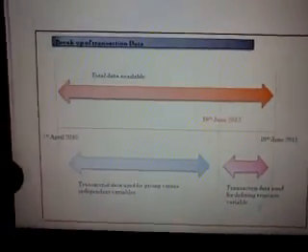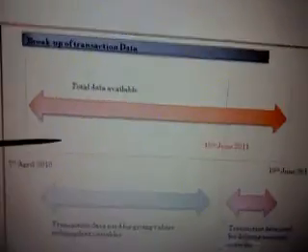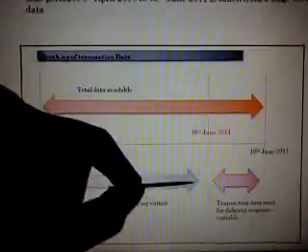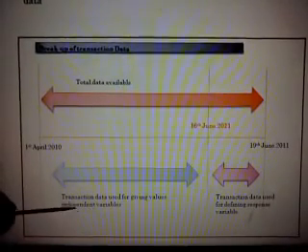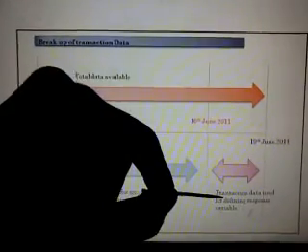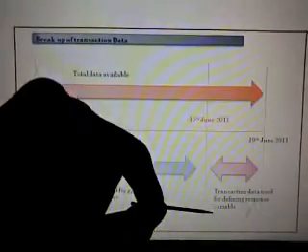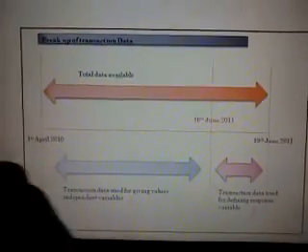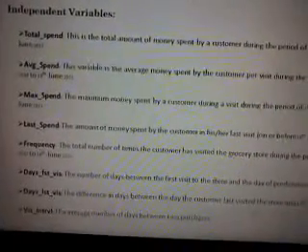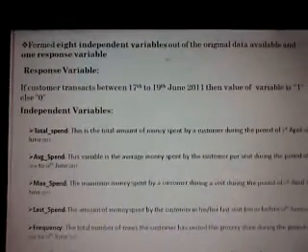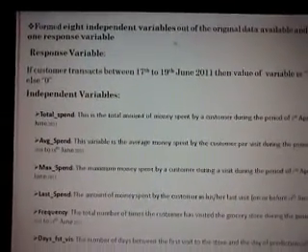If you can see the breakup of the data, the total data available is till 19th of June, but we started from 1st April to 16th of June. We used that data for defining our independent variables, which we'll tell you in a minute. And the transaction data from 17 to 19 June is used for defining the response variable.